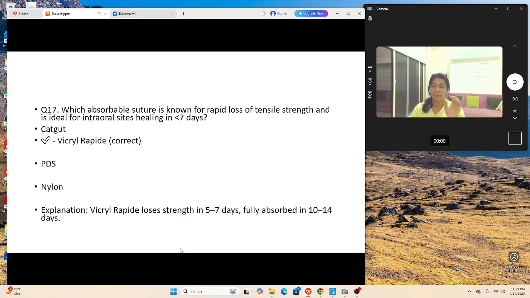Correct? Now, which absorbable suture is known for rapid loss of tensile strength and is ideal for intraoral sites healing in less than 7 days? Vicryl.